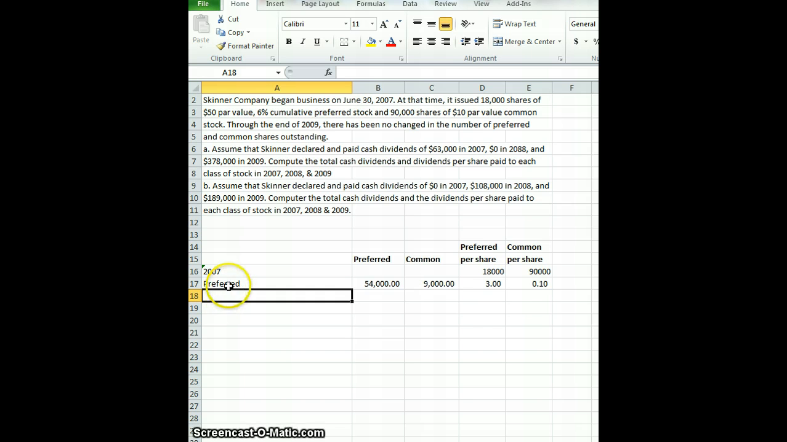Okay, so then we're going to go down to 2008. In 2008, we are paying 0 dividends. So our preferred is 0, common is 0, and we drag this down and we have 0, so no problem there. In 2009, much better year, we're paying out $378,000 in dividends. Well, remember, since the preferred stock is cumulative, we need to pay not only 2009 but also 2008 preferred dividends.